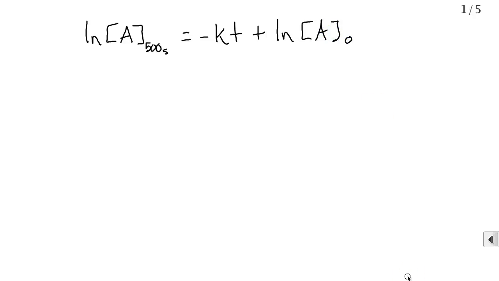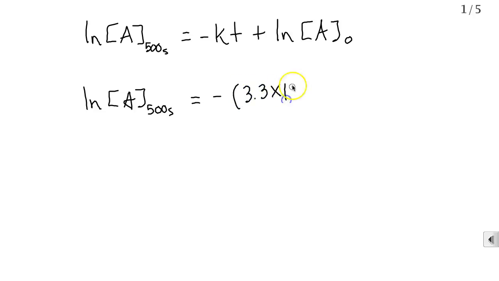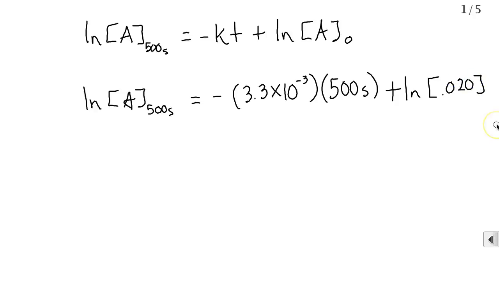Okay, so I'm going to fill in what I have now. Natural log of A at 500, that's what I'm solving for, is equal to negative k. k was what we just figured out, 3.3 times 10 to the -3rd, times the time, which is 500 seconds. Then I'm going to add the natural log of A at the beginning, or initially. The concentration of A initially was 0.020 molar.